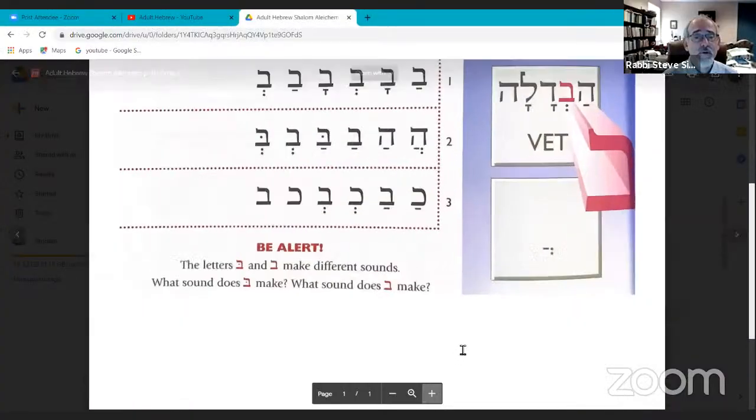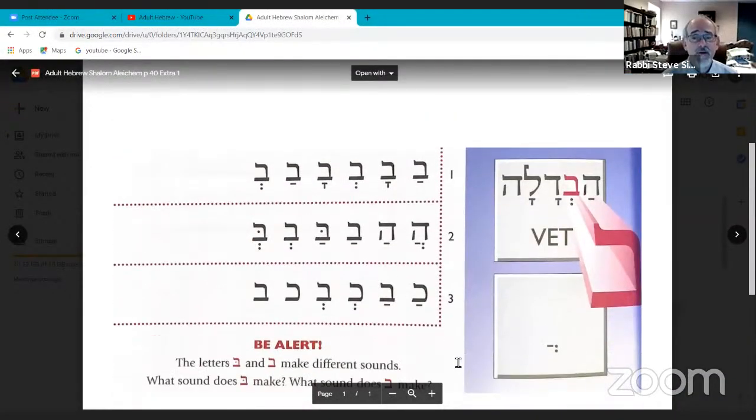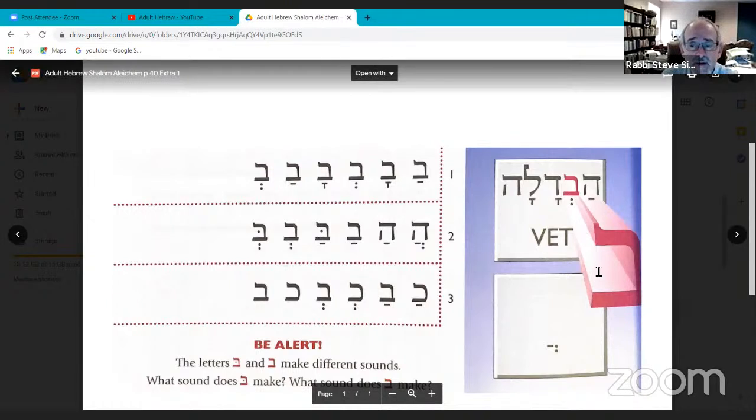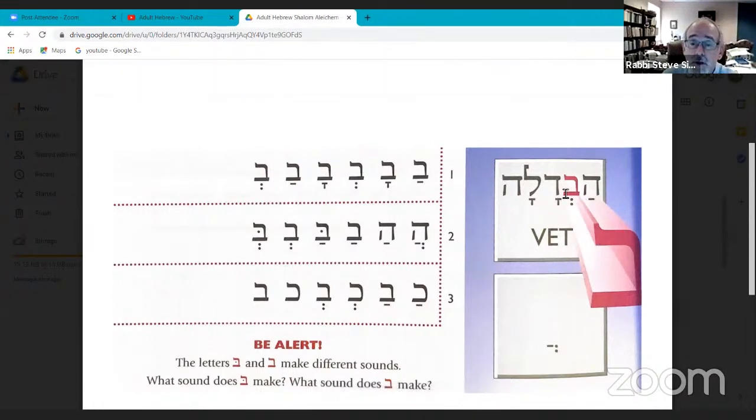Just a little bit of review from a different book that I found, focusing on the vet. This is the vet. There is no dot in the center. And you know this word: havdalah. That's the shva, the silent, 2 dots.